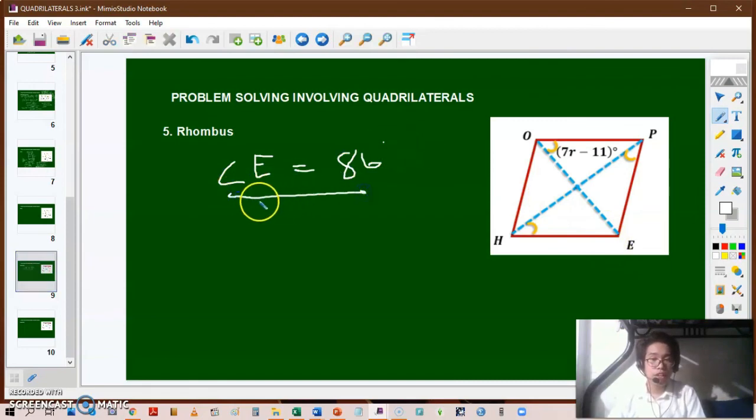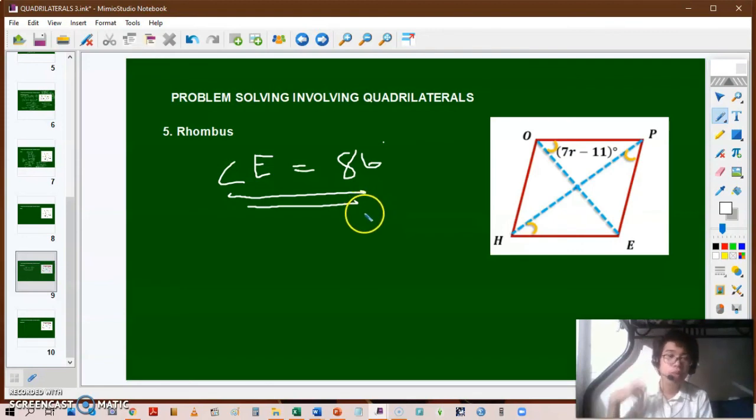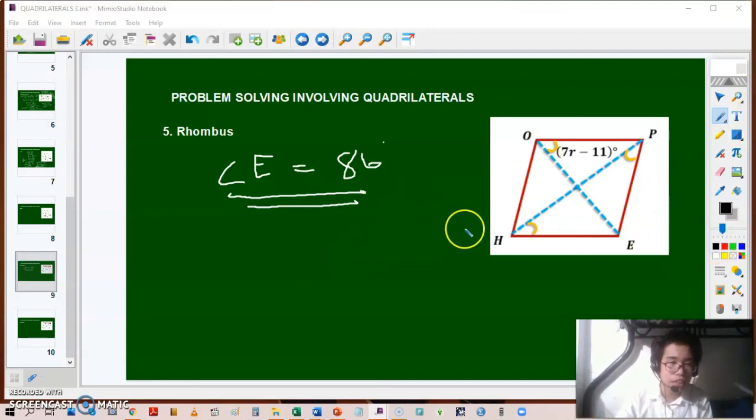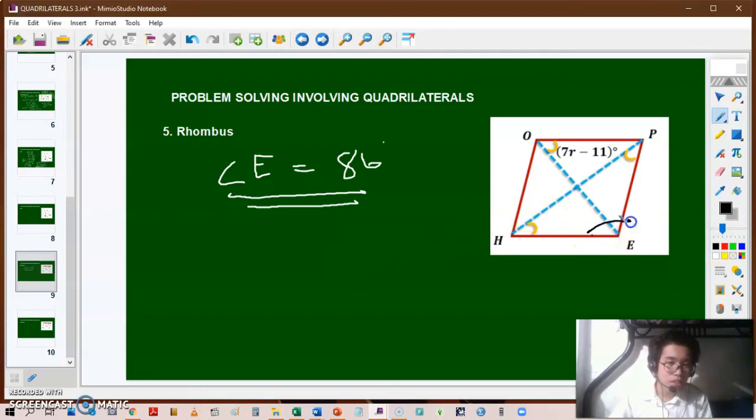This is the given that the measurement of angle E is 86 degrees. But the value of angle POE is 7r minus 11. So it's not congruent to angle E yet, because the measurement of angle E, this entire angle right here, is 86 degrees. But the 7r minus 11 is only POE. It doesn't include HOE or EOH. So what we have to do here is use another property of a rhombus.